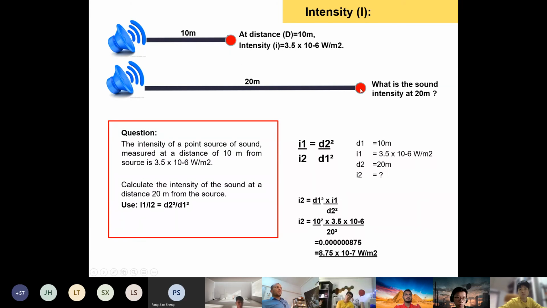As you can see, the intensity of sound at point 2 is not half, even though we just multiplied the distance by 2. The intensity will not just be divided by half. You have to calculate it using this law.